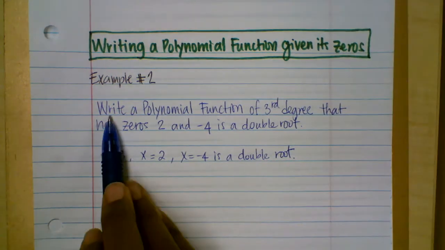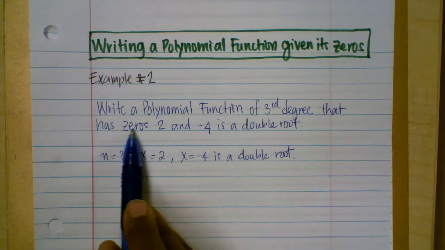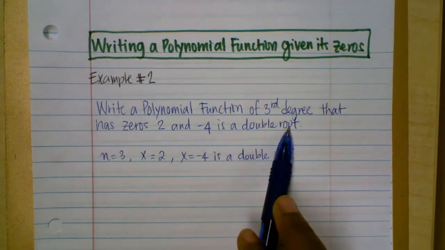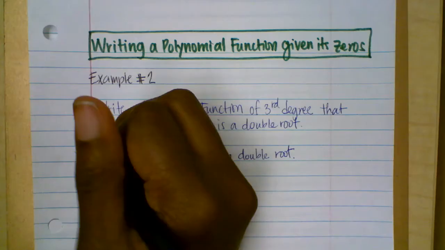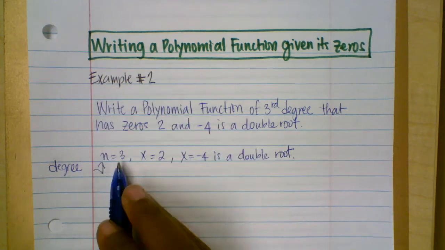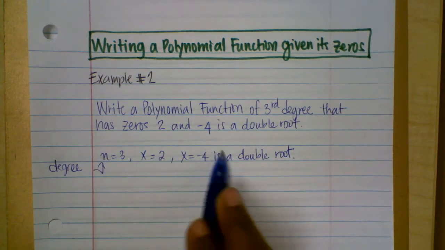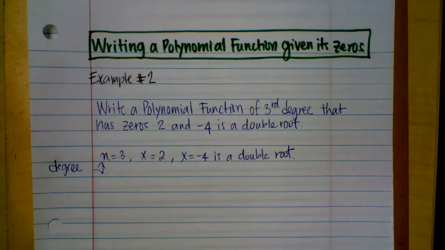Okay, so the problem asks: write a polynomial function of third degree that has zeros 2 and -4 as a double root. So n stands for degree, and the degree here is 3, and the zeros occur at x equal 2 and x equal -4. And remember, x equal -4 is a double root.